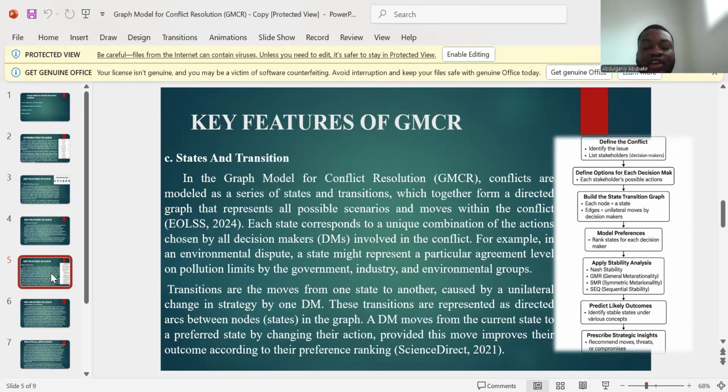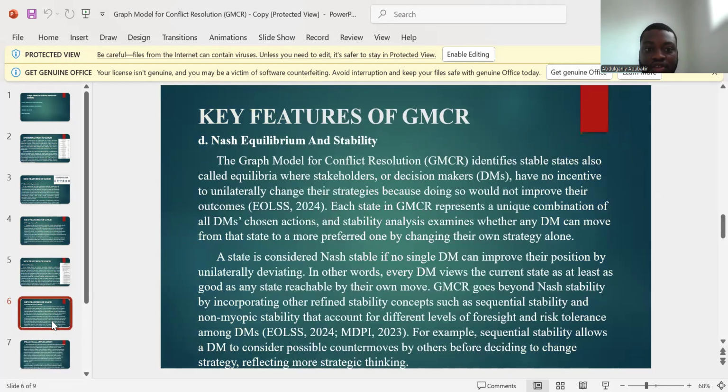So this analyzes the evolution of the conflict and stakeholders, and it allows stakeholders to improve the outcomes that resulted from their strategies. So another key feature is Nash equilibrium and stability.